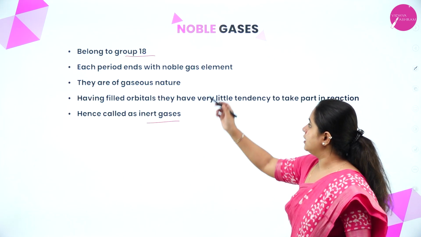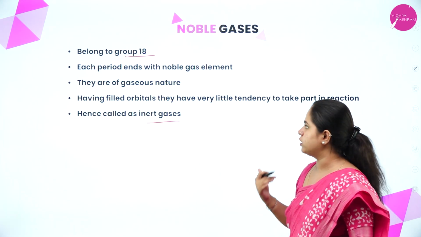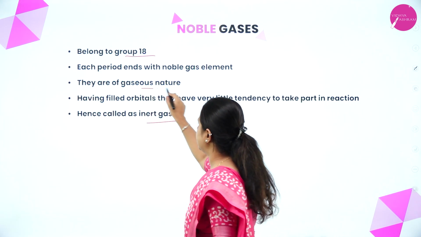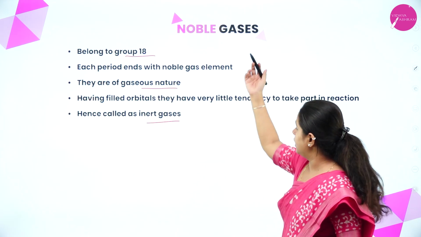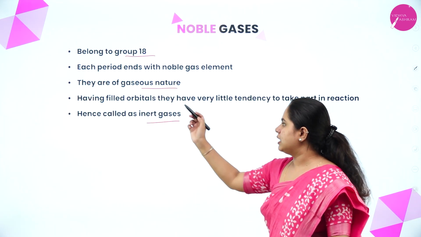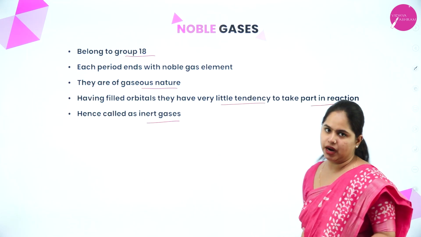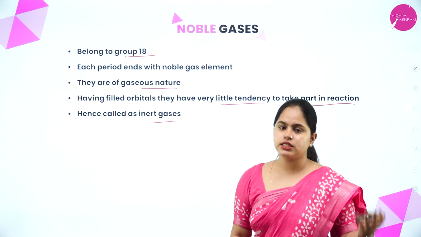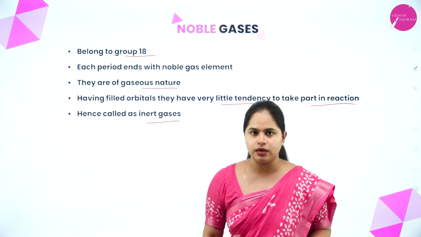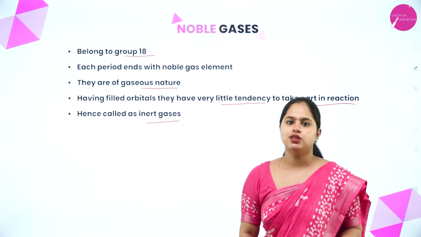So each period ends with a noble gas element. Yes, we saw in the periodic table. They are of gaseous nature. So noble gases, as the name suggests, are gases, and having filled orbitals, they have very little tendency to take part in reaction. As I said, their octet is completed, so they need not take part in the reaction. So this is about noble gases.